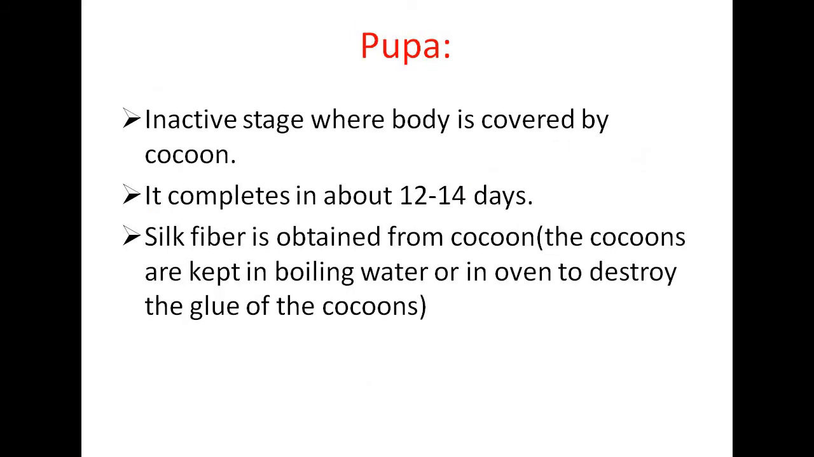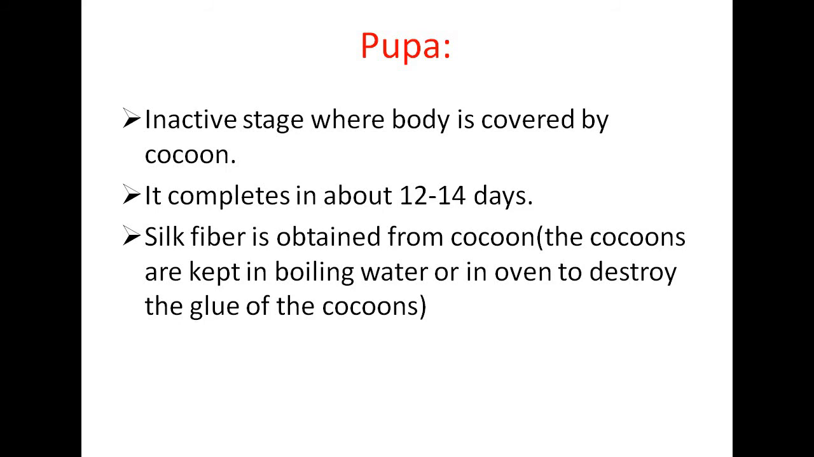Let us go to the pupa stage. In pupa stage, it is a very inactive stage where the body is covered by cocoon. That means in larva stage, cocoon is produced and the silk moth is covered by a cocoon. And this stage is complete in 12 to 14 days.